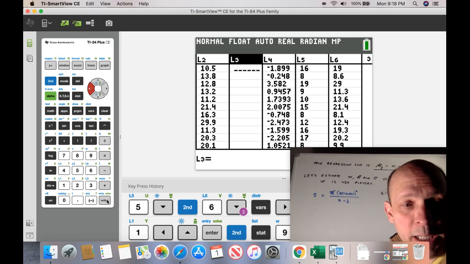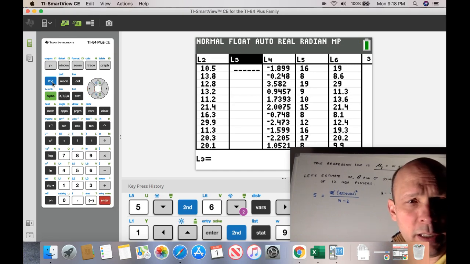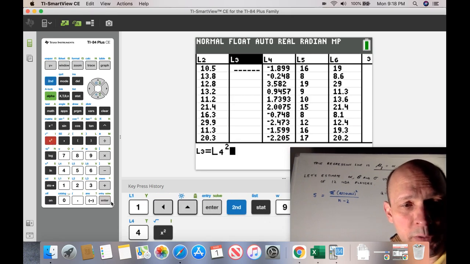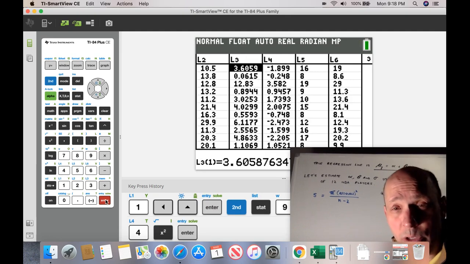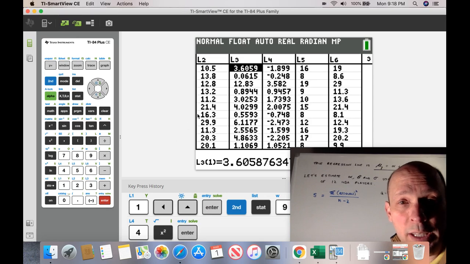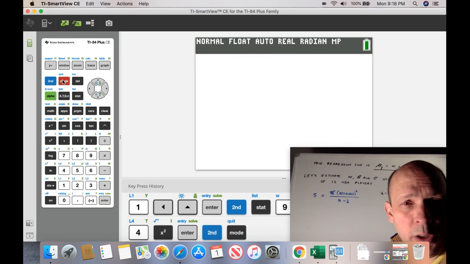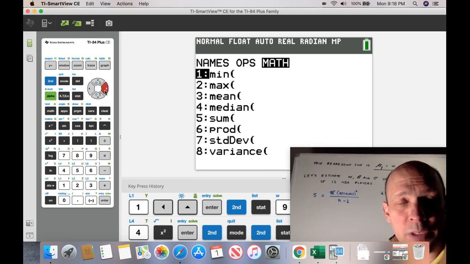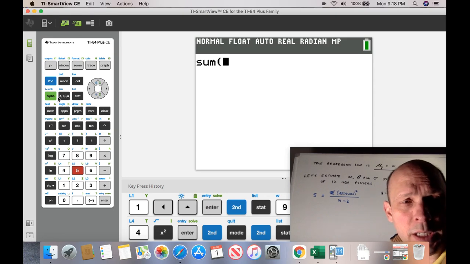So we highlight L3 and hit enter, and then L4, which is above 4, and then we're going to square every member of L4. All right, so these are all positive, of course. We squared all the residuals. Let's find the sum of all the values in L3. So I'll hit second quit to go to the home screen, and then second list, which is above stat, and then over to the math menu. Choice 5 is sum. We want the sum of, I think it was L3. Yep, sum of all the values in L3.